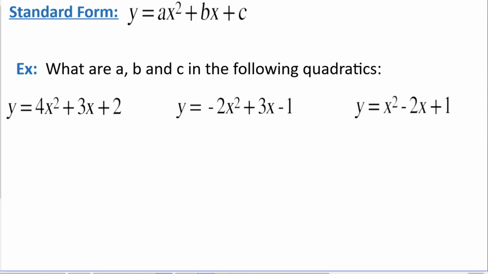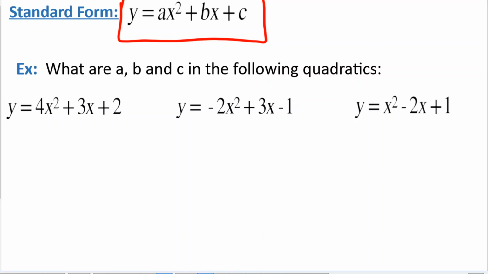So first things first, we're going to look at standard form. And the first thing is to identify those variables, A, B, and C. So standard form in general, we have ax squared plus bx plus c. And we call them A, B, and C to help us identify them, because A, B, and C can tell us specific things about the graph.